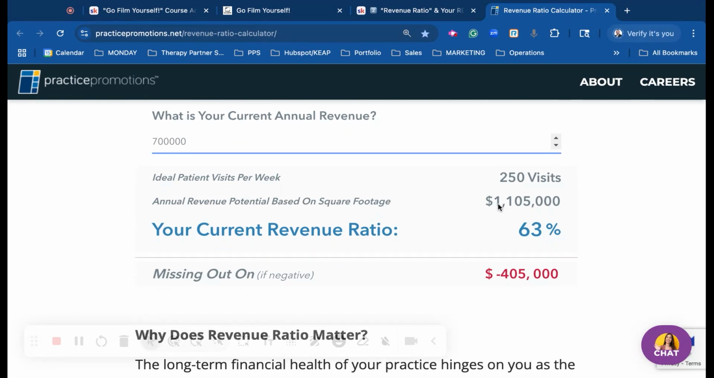And so you can see here, there's a difference between that $700,000 I'm currently making and that potential of $1.1 million in this clinic space. And so that gives me a revenue ratio of 63% and a difference of about $400,000 I'm missing out on. So there's definitely room for me to work on things here to get better.